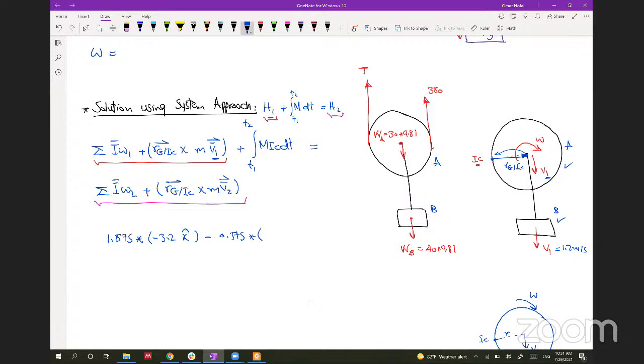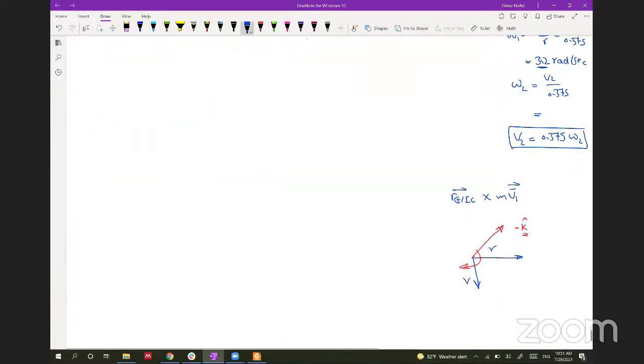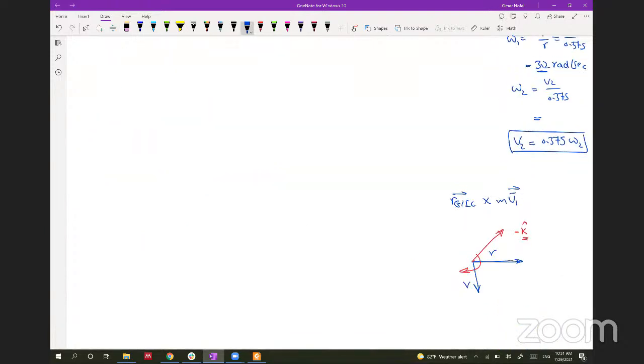So this will be equal to (30 + 40), the mass of the pulley plus the mass of the weight, multiplied by V1, and V1 is equal to 1.2. And I didn't put any direction because I already did the cross product here. I know that this is the direction of R and this is the direction of V. Then using the right hand rule, I knew that they are negative.